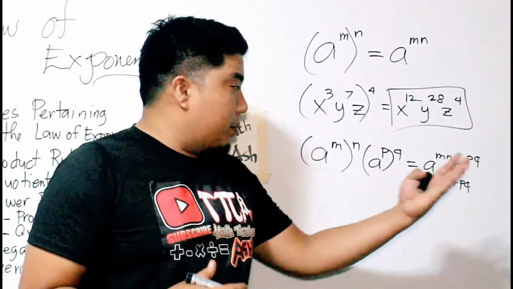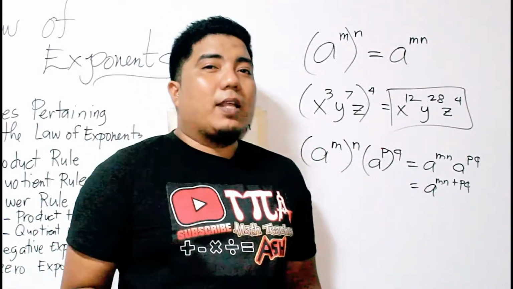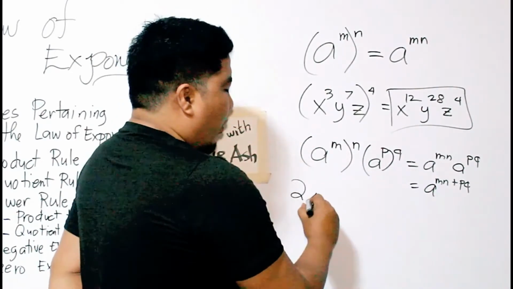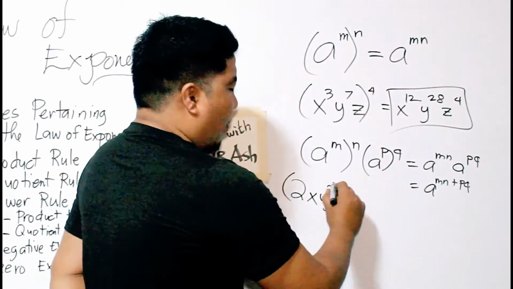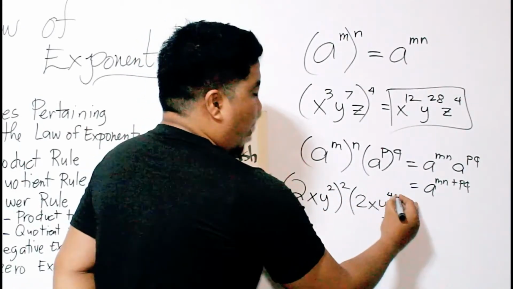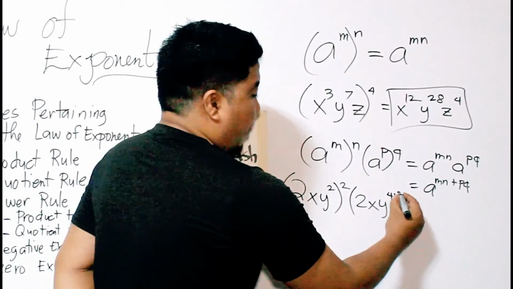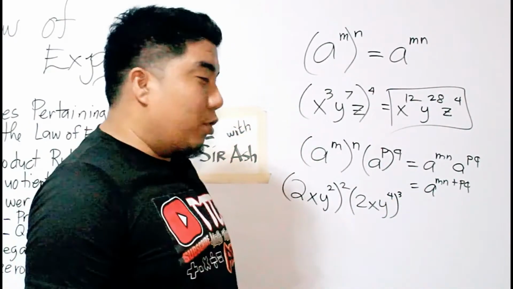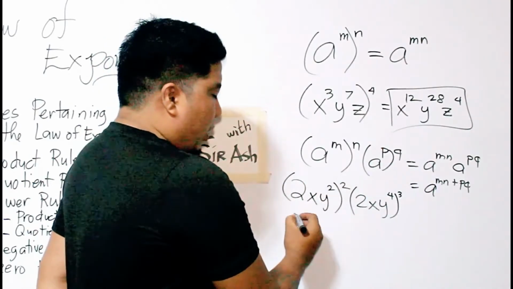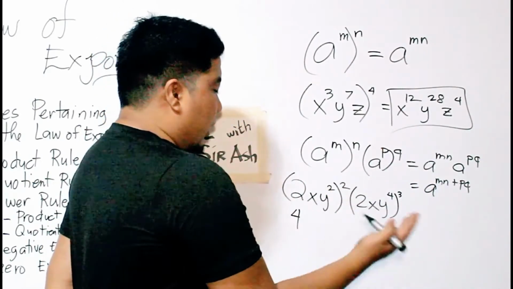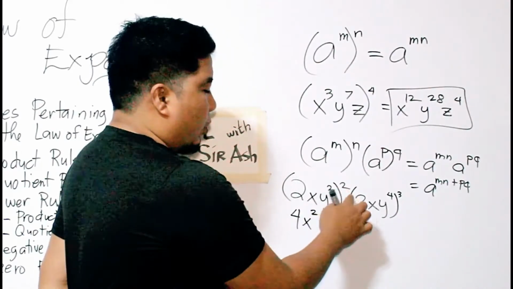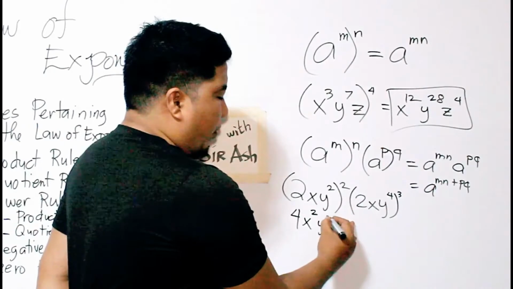Now, I know this might seem very confusing, but let's consider one example. Let's say you have 2xy squared to the power of 2, times 2xy to the power of 4, to the power of 3. How do you solve that one? You need to solve this first using the power rule. So this will give you 4 because 2 squared is 4. Then this will become x squared because 1 times 2. And then y to the 4th.